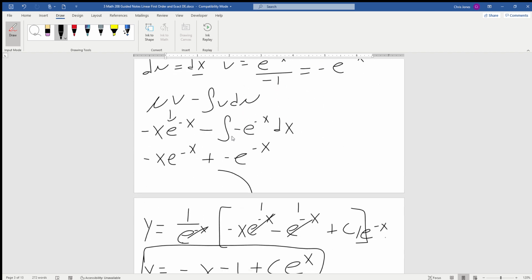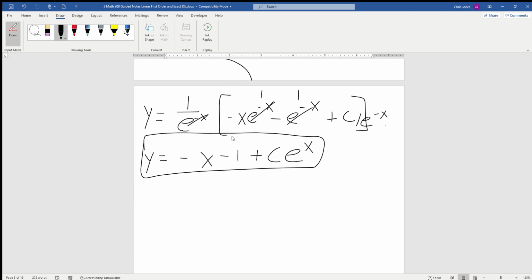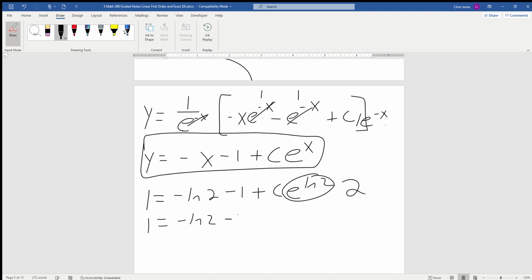y at ln 2 equals 1. Right, so 1 is going to be equal to negative ln 2 minus 1 plus c e to the ln of 2. Now we know that e to the ln of 2 is just going to become a 2, because e's and ln's are inverses of one another. So we're going to get minus ln 2 minus 1 plus 2c.